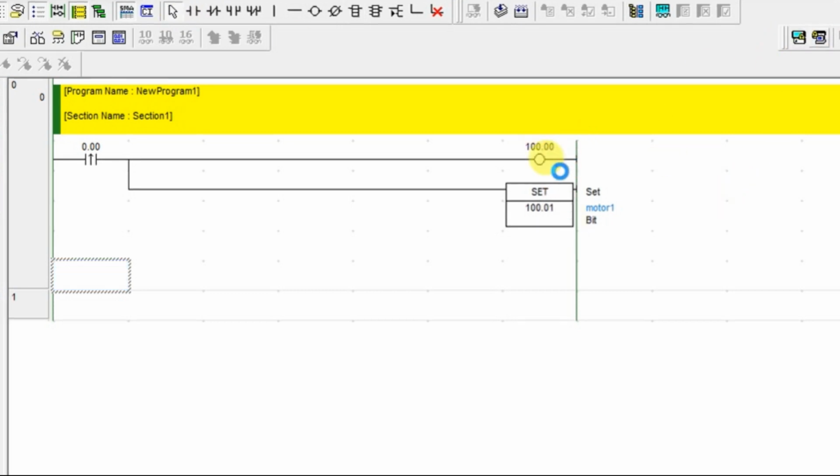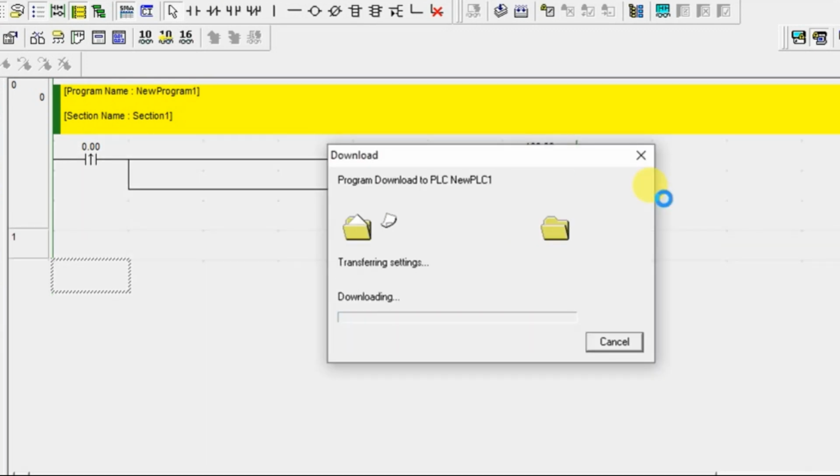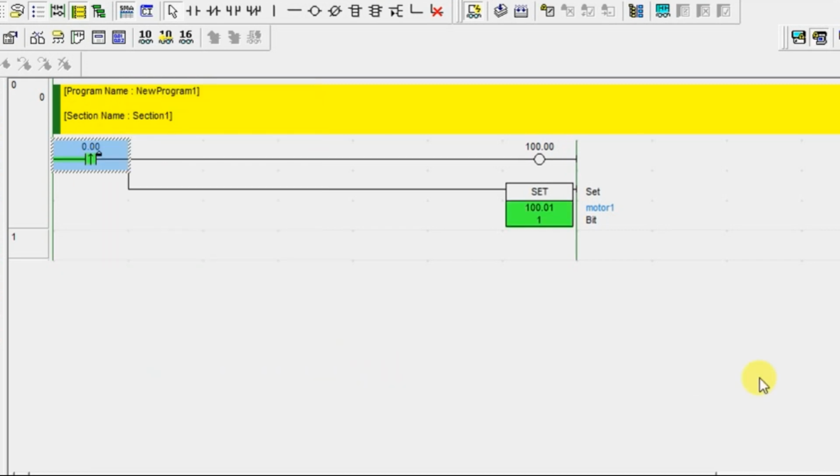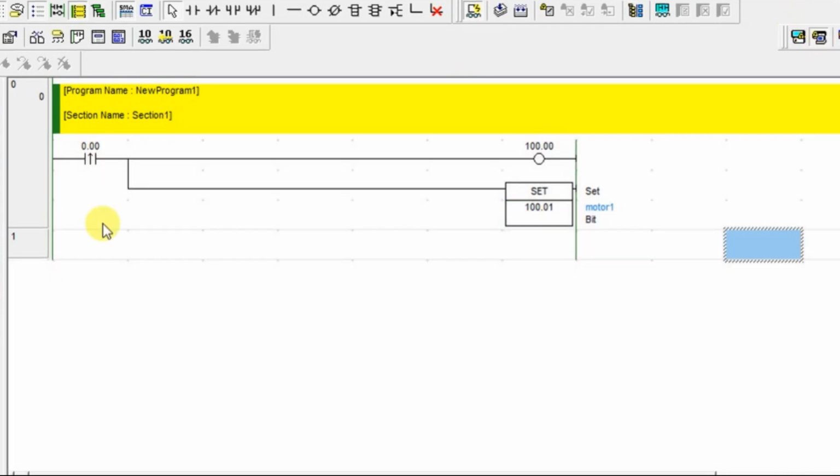Let's go for simulation mode. Just to watch both 100.00 and 100.01, I'm going to turn on this 0.00. That's it. The bit got set. Even 100.00 was also on for a very short moment, but we couldn't see it. Since I have used the set coil here, the pulse is setting this particular output. So even if you turn off, it will stay on because it is a set coil. Since it gives one single shot when it goes from off to on condition, this is called the rising edge.